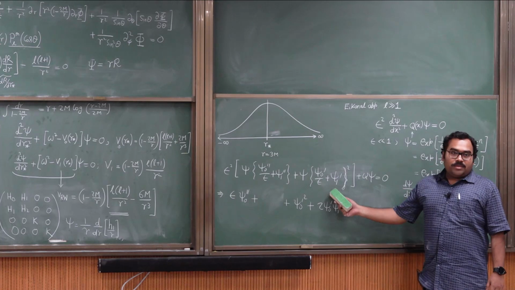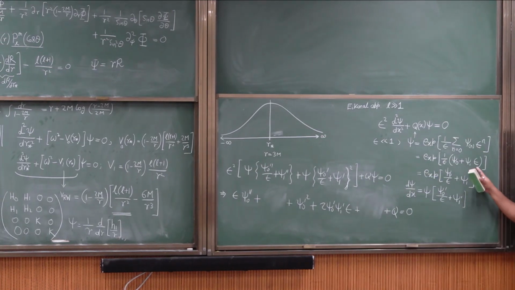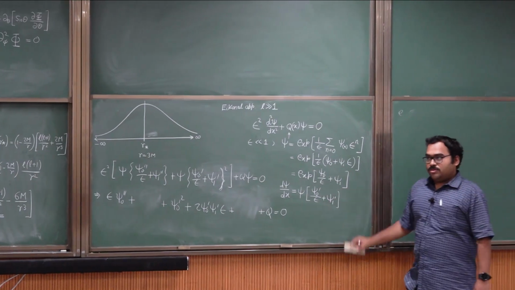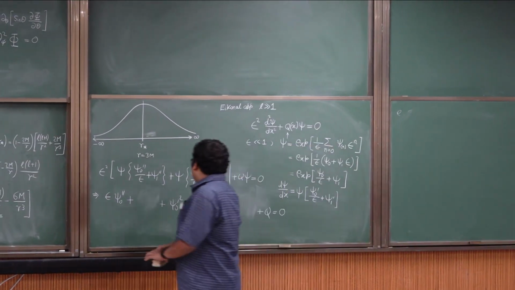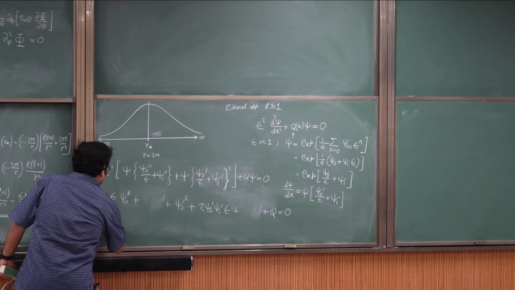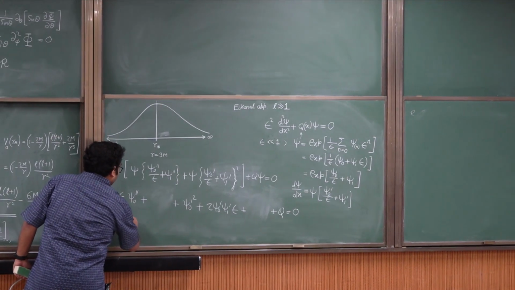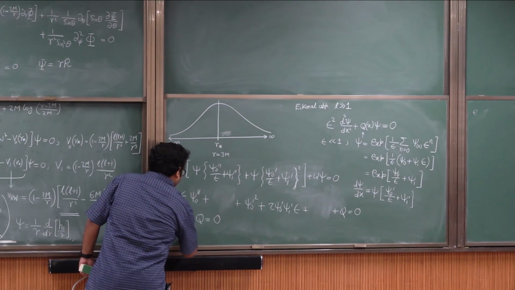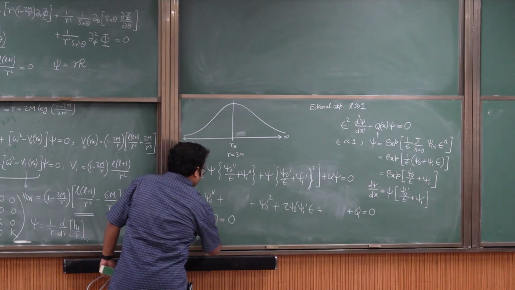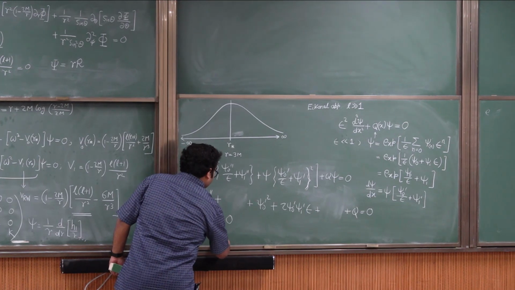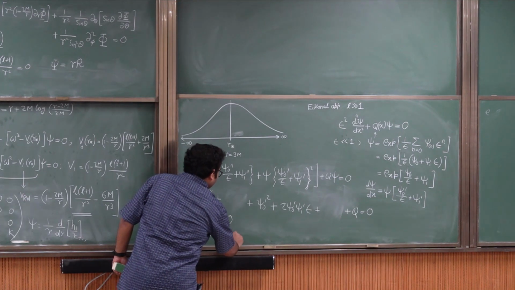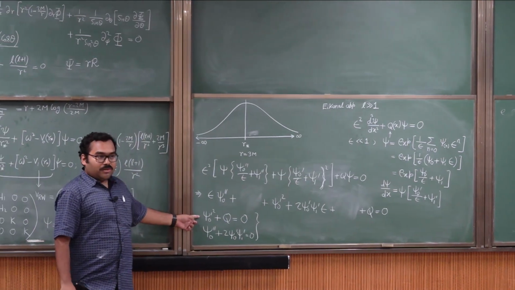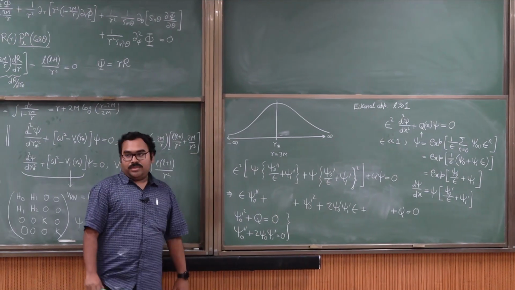If you want to keep terms up to quadratic in epsilon, you should add another term to this series which is of order epsilon square. So both of them should be consistent. Then you get two equations. One is psi 0 prime square plus q equal to 0, and psi 0 double prime plus 2 psi 0 prime psi 1 prime equal to 0. So this is the 0th order equation, this is the first order equation.